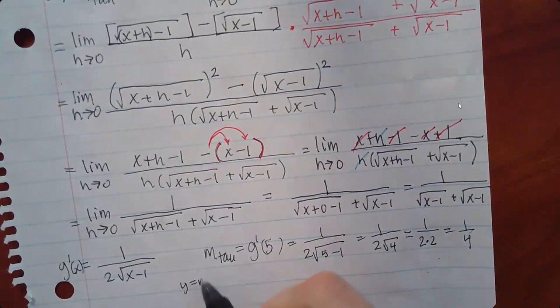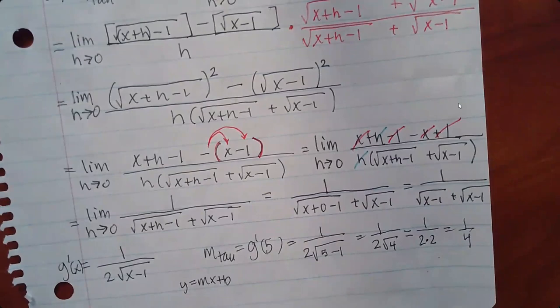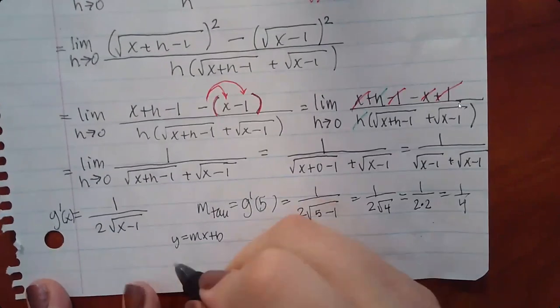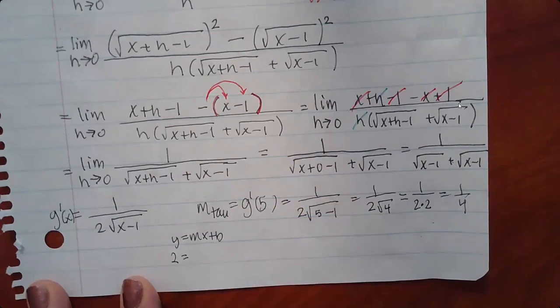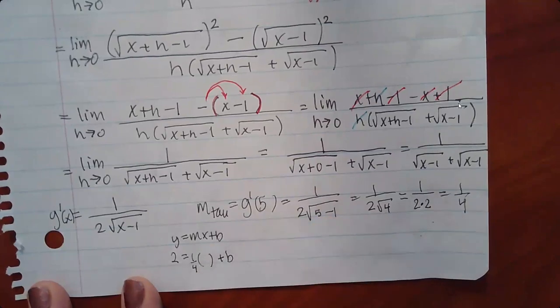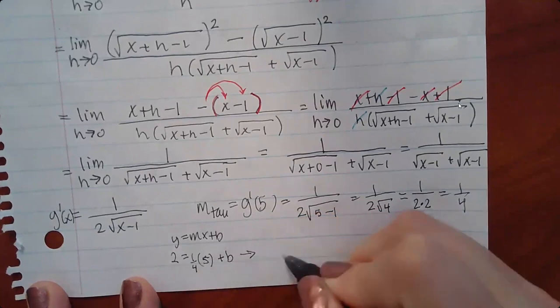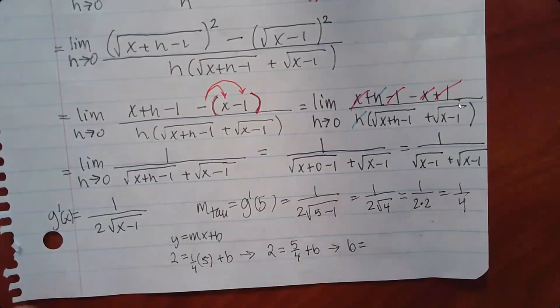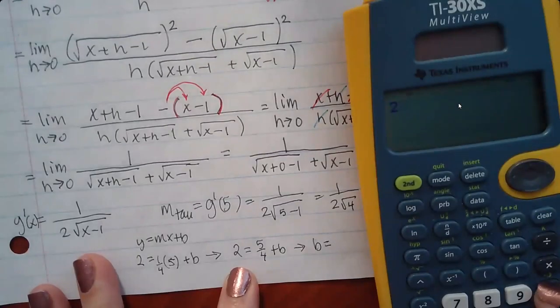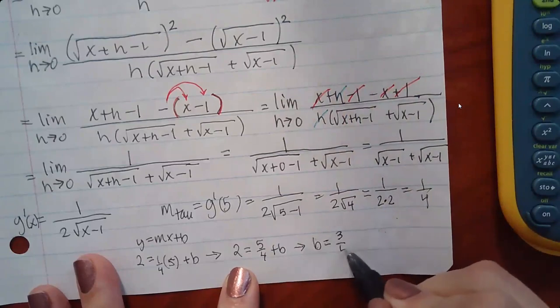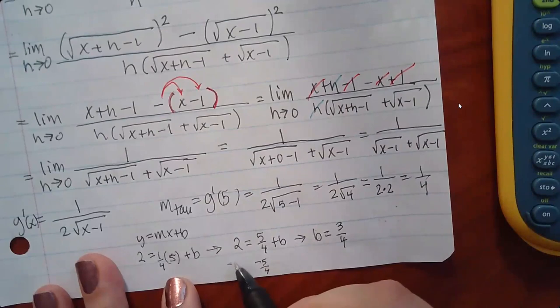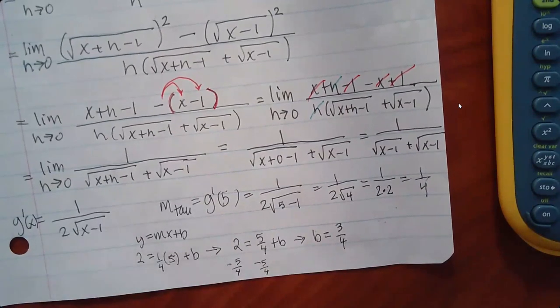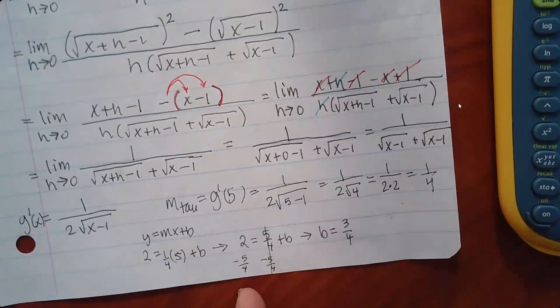Now, if I take this equation to figure out what B is, what was the Y value of my point? 2. My M was what? 1/4. The X was what? 5. So then this becomes 2 equals 5/4 plus B. And then B will equal what? How would I get B by itself? Subtract 5/4. So I'm going to take 2, subtract 5/4. And it tells me that it is 3/4. So B is 3/4. And if you want, I'll write it down here so that we know what happened. These would go away. And then B would just be equal to whatever this value is.